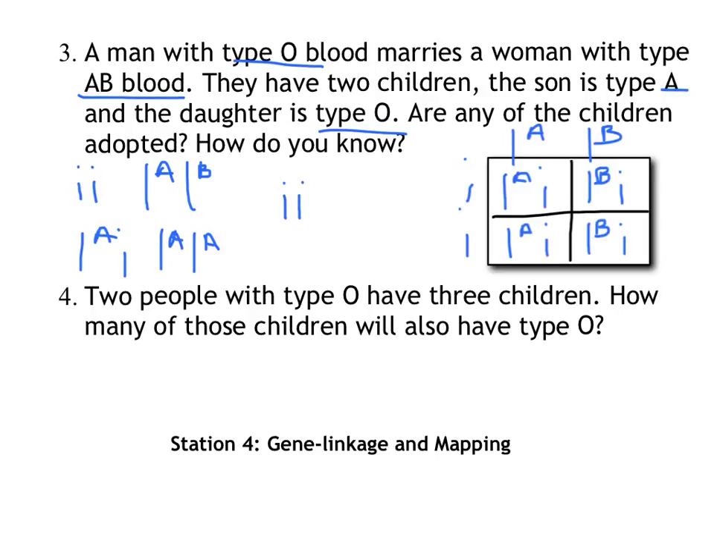Oh, look, it's magic. I filled in the Punnett square. So here we see IAi, IBi, IAi, IBi. So only blood types shown are type A and type B. Well, the son is type A, so he's not adopted, so he could be one of these. But the daughter is type O, I don't see any of that. And since there's no type ii, the daughter is adopted.